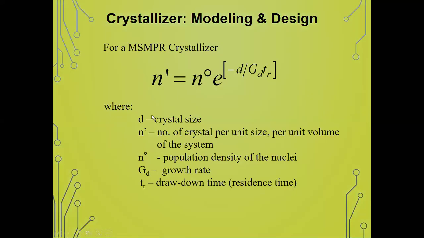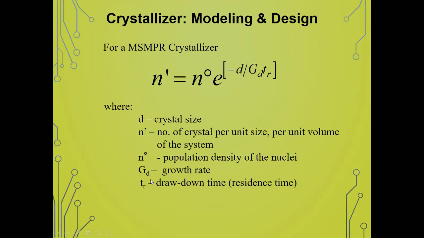Another formula that we will be using in this fourth group of crystallizer is the N prime, which is also dependent on the G sub D and the drawdown time. So you have here now the crystal size, the diameter that is. Then you have the N naught, the population density of the nuclei, and the rest are also the same as the formula that you are seeing in the previous slide. So this is your number of crystals per unit size per unit volume of the system. The number of crystals produced per unit size per unit volume of the system is a function of all this.